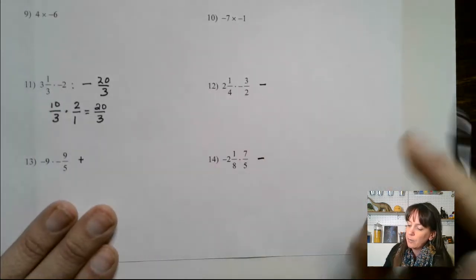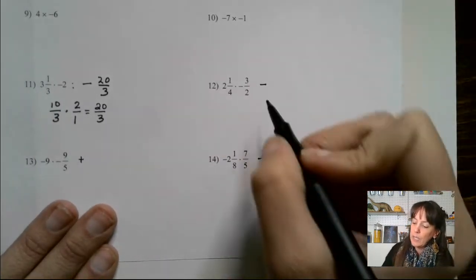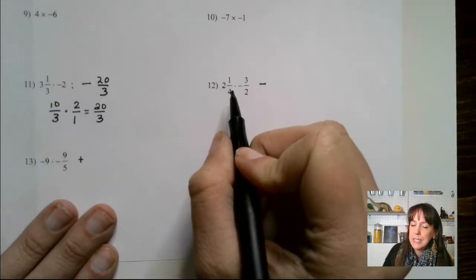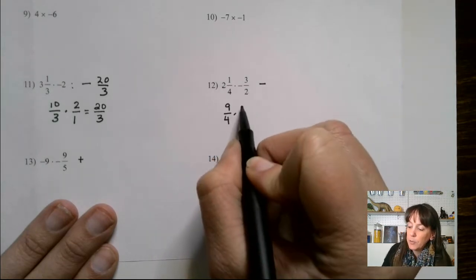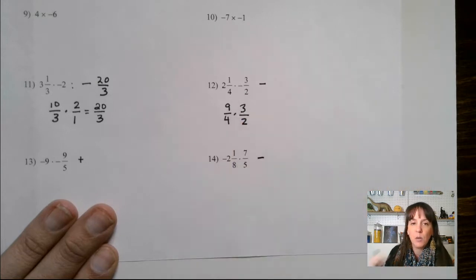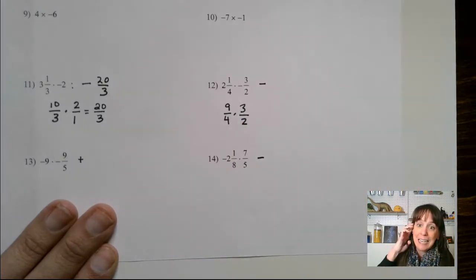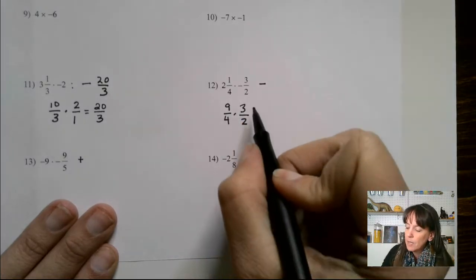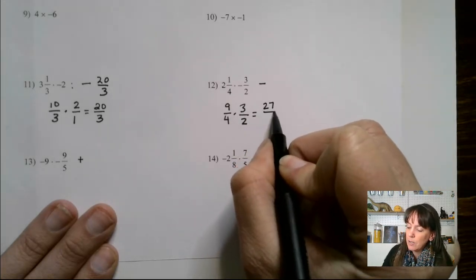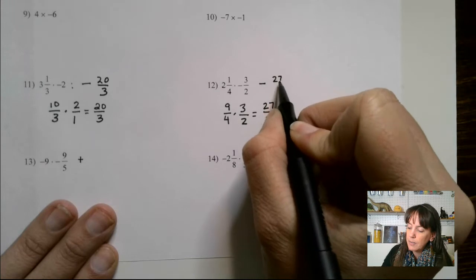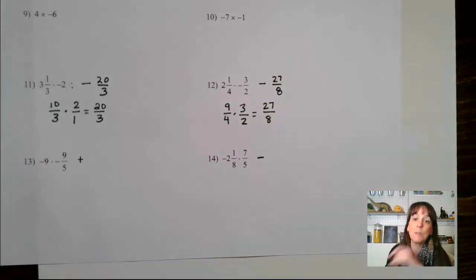All right, let's look at this guy right here. If we turn this one, 4 times 2 is 8, plus 1 more is 9. 9 over 4 times 3 over 2. Again, I already know the sign for my answer, so I'm not going to worry about the signs right now. Can I cross cancel anything? Nope. So 27 over 8, negative 27 over 8. And like I said, leave it as an improper fraction.